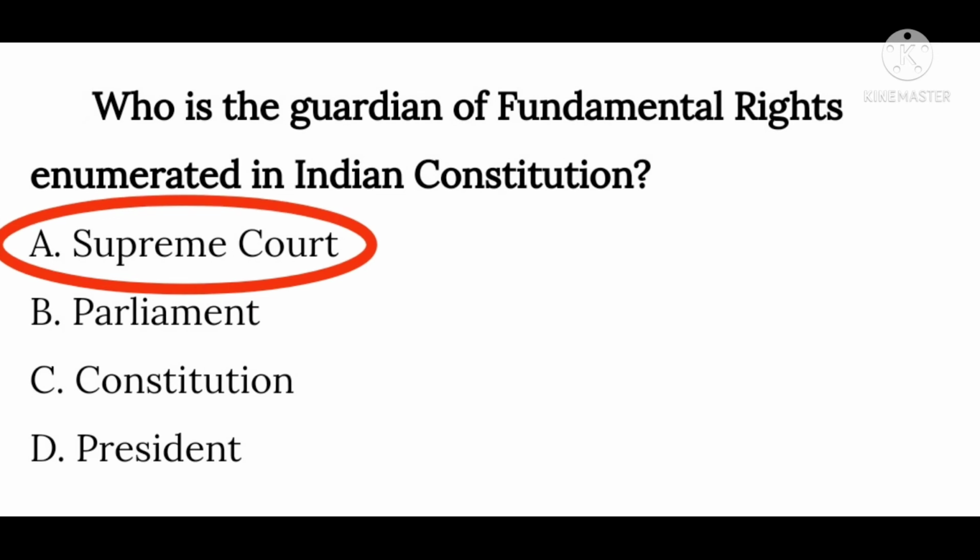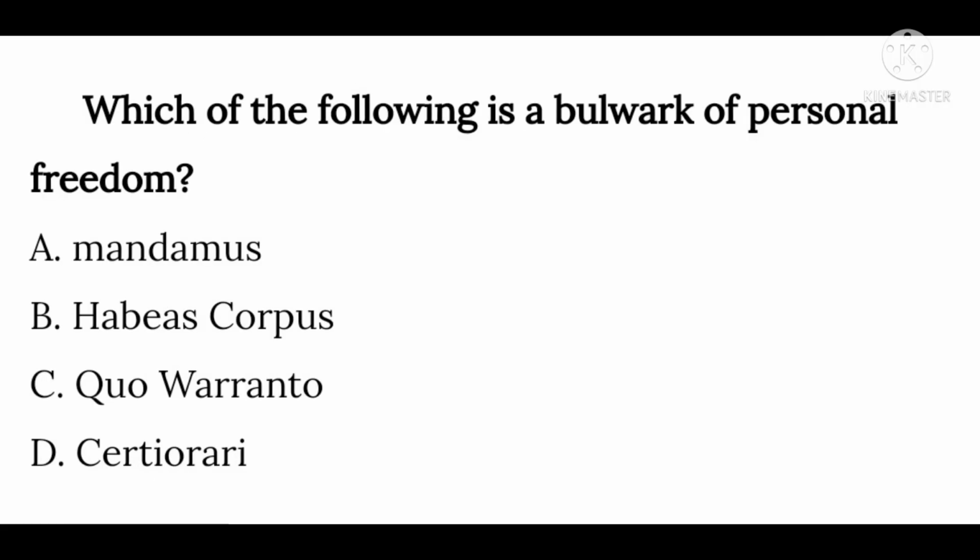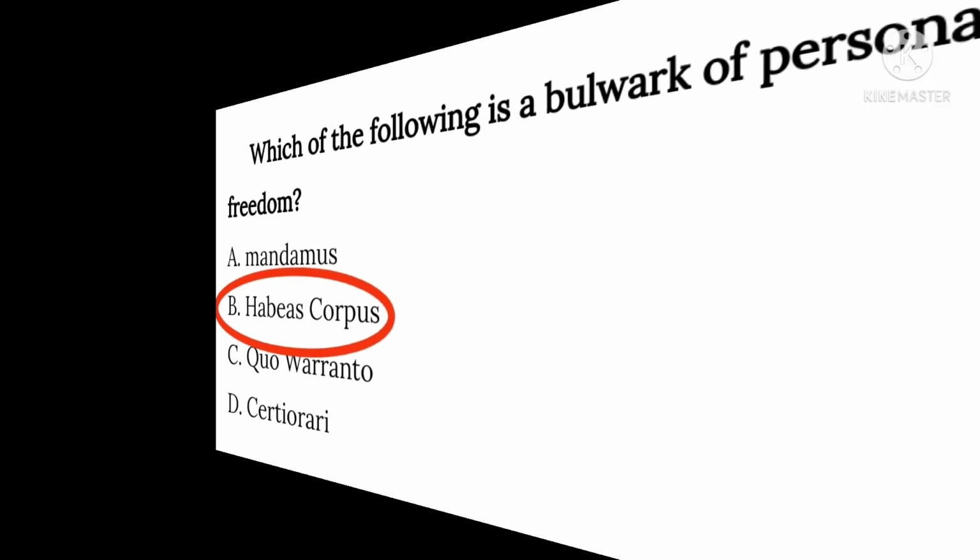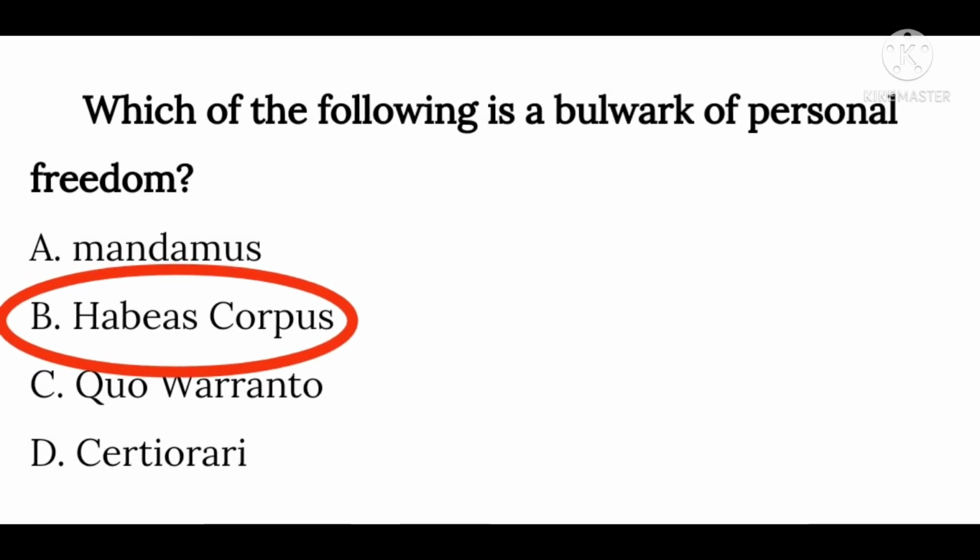Then the next question. Which of the following is a bulwark of personal freedom? Bulwark means protection. Option A, Mandamus. Option B, Habeas Corpus. Option C, Quo Warranto. And option D, Certiorari. The right answer is option B, Habeas Corpus.